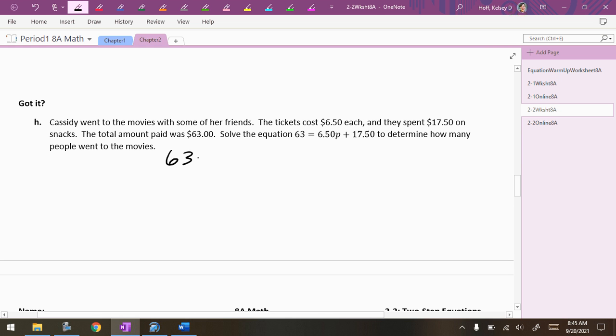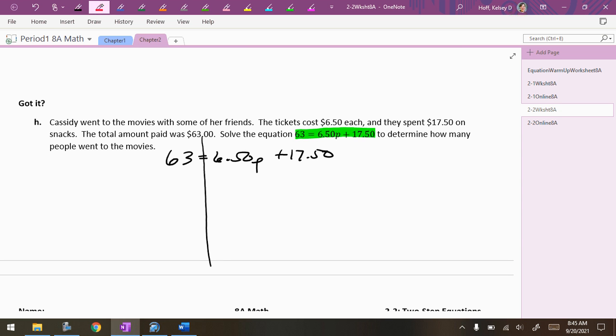I got it to work here. 6.50p plus 17.50. Where did Miss Hoff get that? It's right in the problem. And I draw a line through the equal sign. Cover up 6.50p. Sarah, what do I need to do? Very good. Subtract 17.50 from both sides.